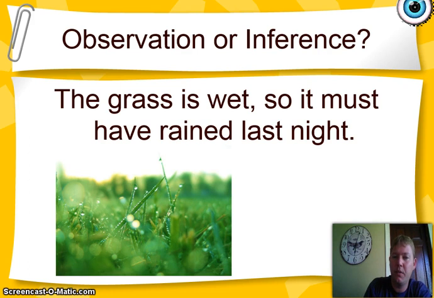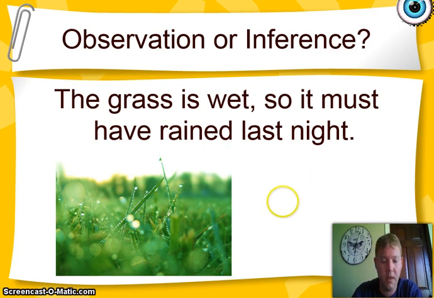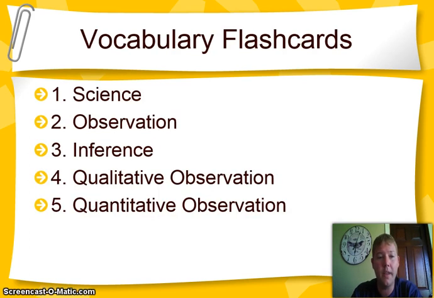So is this an observation or an inference? The grass is wet, so it must have rained last night. What do you think? Well, if you just said inference, you're right, because I'm trying to explain why the grass is wet. The grass is wet because it must have rained last night. If I had just said the grass is wet, then that would have been an observation. All right, so I think you've got the idea, the difference between an observation and an inference now.